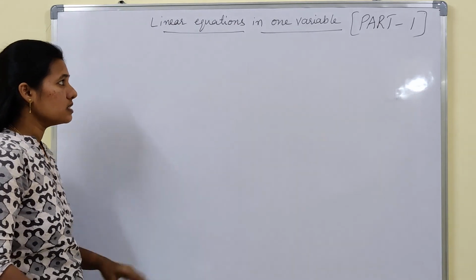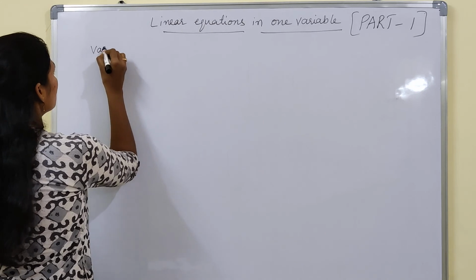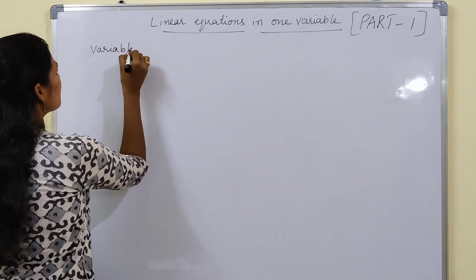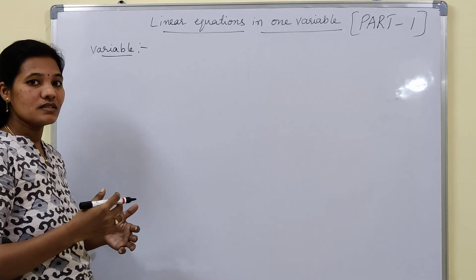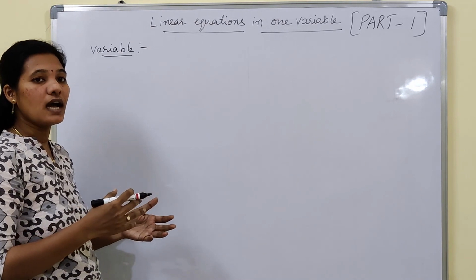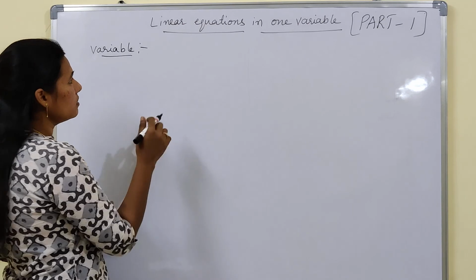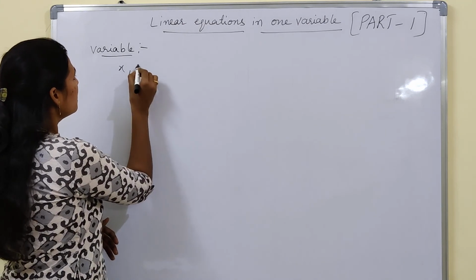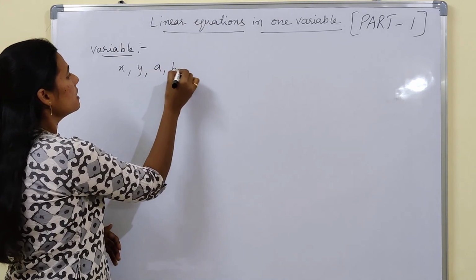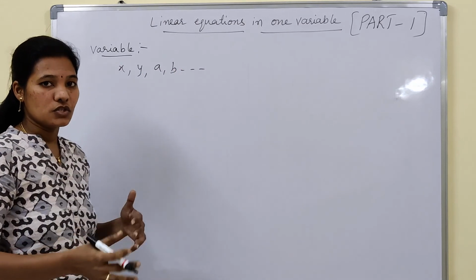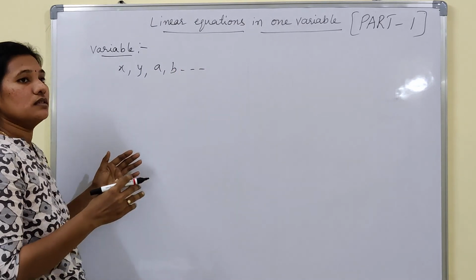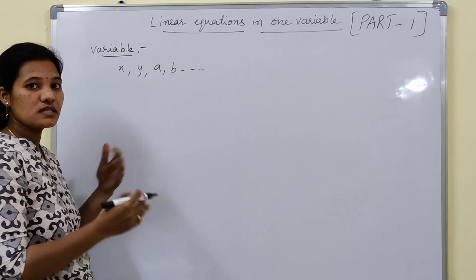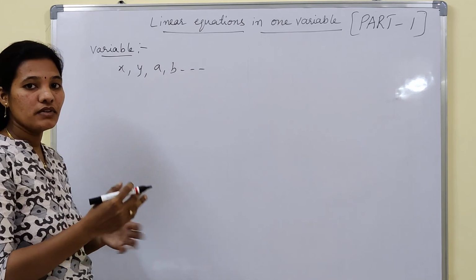Okay. So first of all, what is a variable? Variable means it is nothing but something which changes its value. Whatever is denoted with some alphabet, either X or Y or A, B, etc., whatever we assume, and according to the given thing, if it changes its value, then that is nothing but the variable.